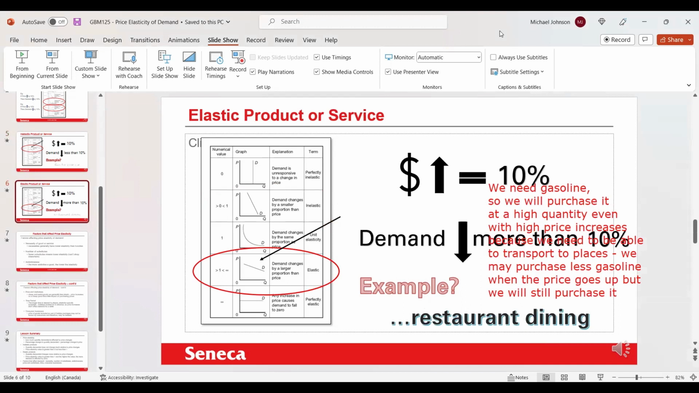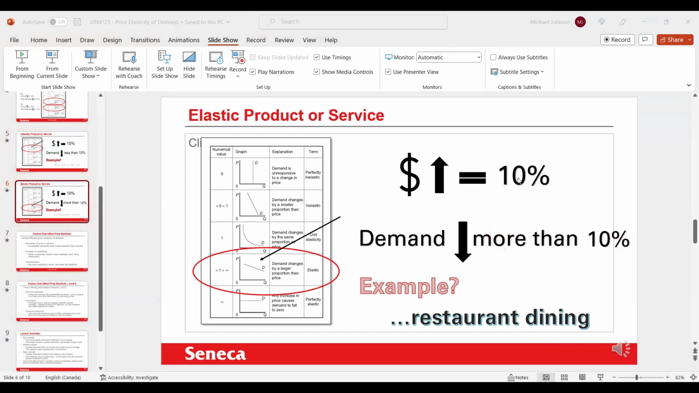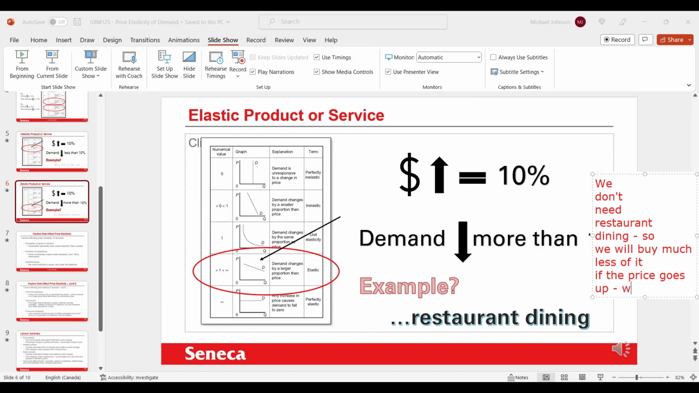And then here, if the price goes up by 10%, the quantity demanded would reduce by more than 10%. An example is restaurant dining. The reason is that we don't need restaurant dining. So we will buy much less of it if the price goes up. We can live without it, basically. So that's why there.